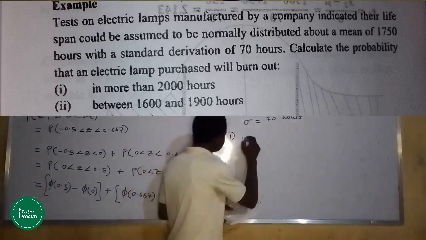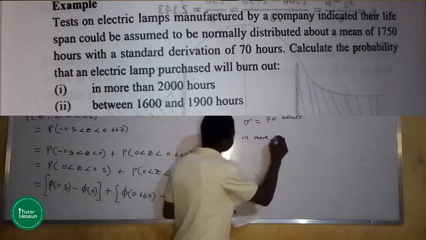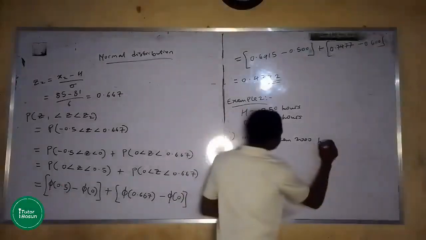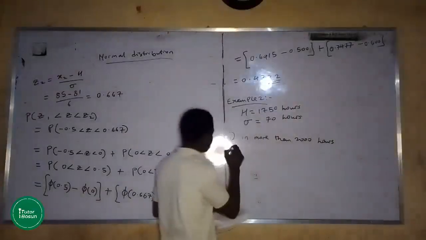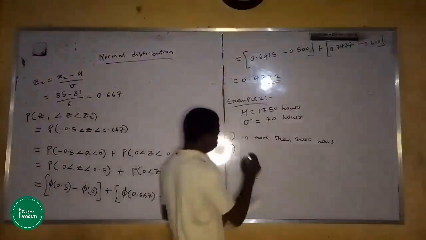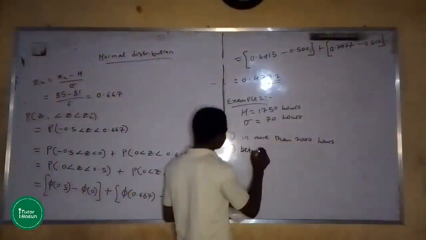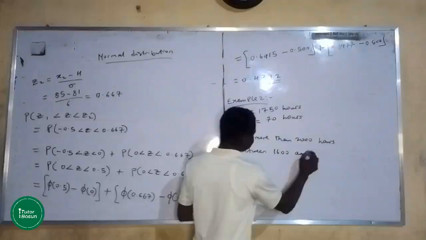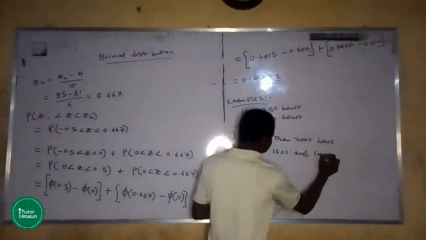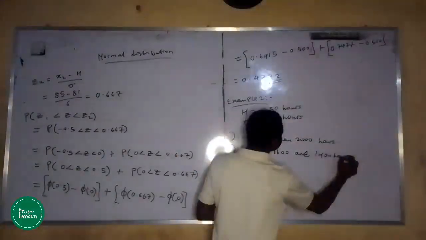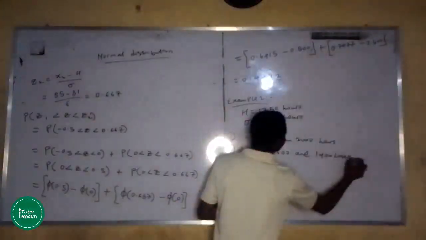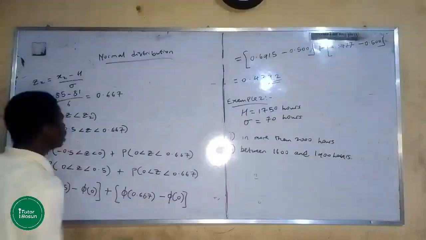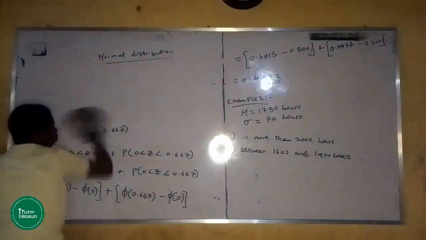more than 1,000 hours, more than 2,000 hours, between 1,600 and 1,900 hours. Between 1,600 and 1,900 hours. Solution.